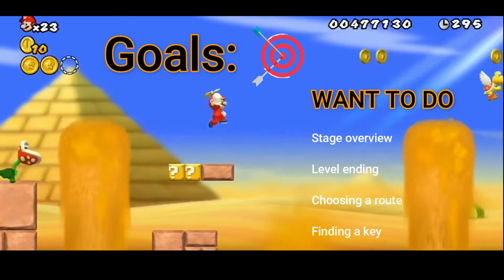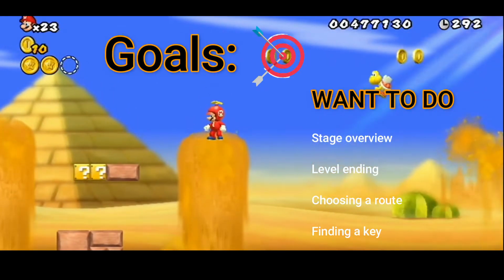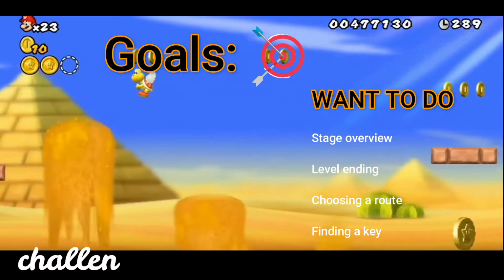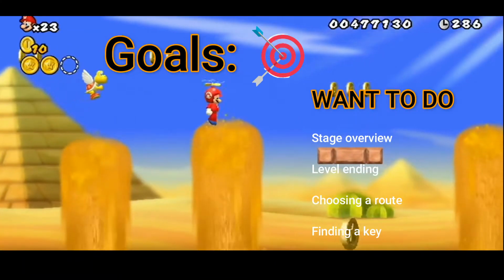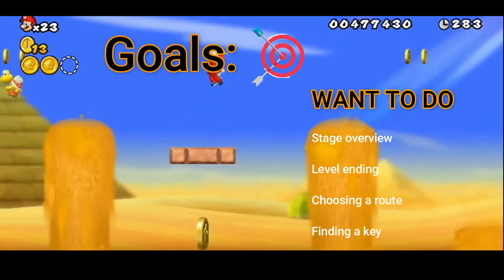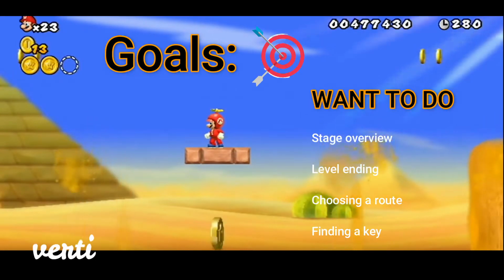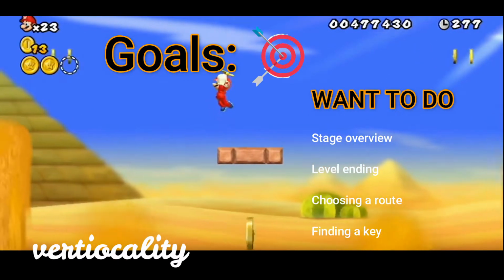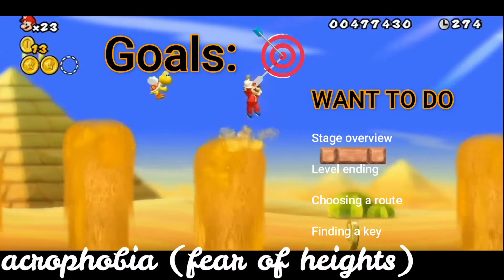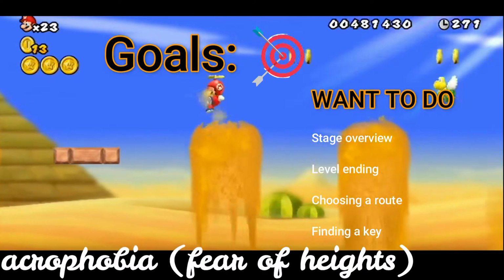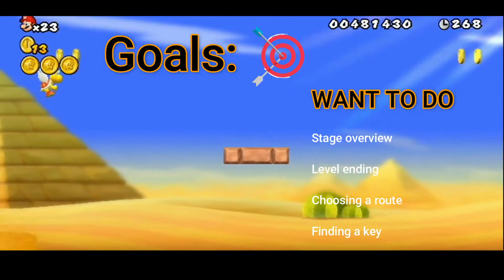Goals. Goals are things you want to do. This could be a level's theme, challenges, or anything like that. For example, maybe a level has a lot of verticality. This will create a sense of acrophobia, fear of heights. Maybe there are alternative routes in a platformer.